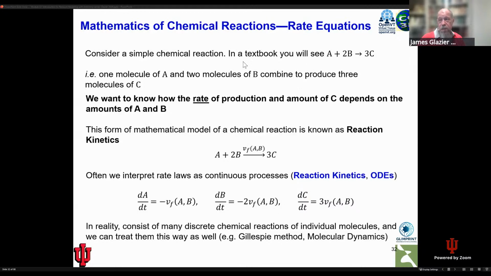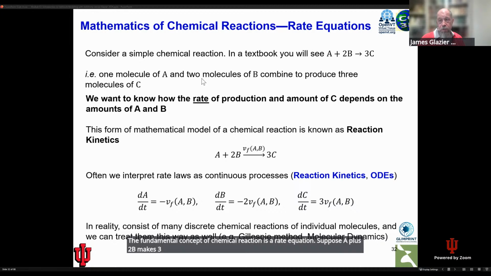The fundamental concept of chemical reaction is a rate equation. Suppose A plus 2B makes 3C. 1 molecule of A and 2 molecules of B combine to make 3 molecules of C. We want to know the rate of production and the amount of C as they depend on the amounts of A and B.